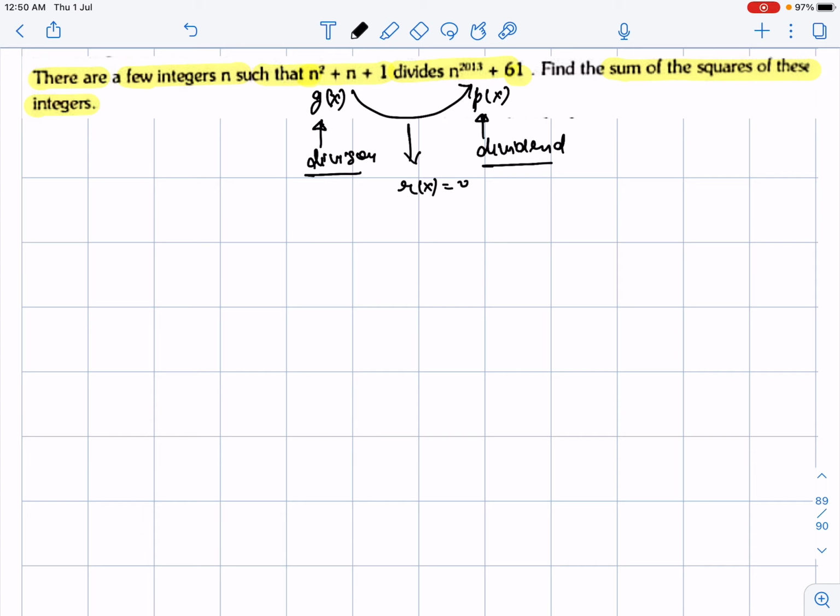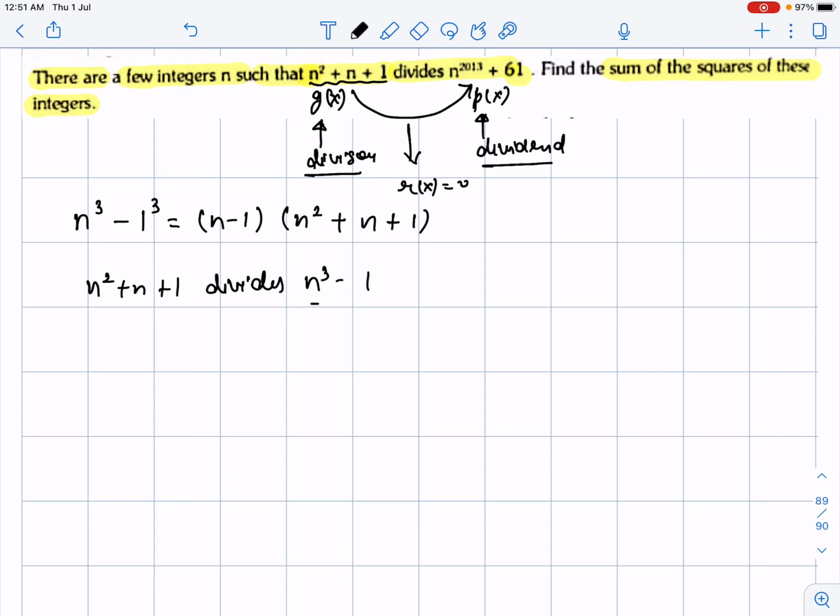Actually, as soon as I got n square plus n plus 1, what came into my mind? That it is of the form n cube minus 1 cube. So that can be written by me as n minus 1 times n square plus n plus 1. Now what can I see? That n square plus n plus 1 divides n cube minus 1. So I would be making use of this thing.